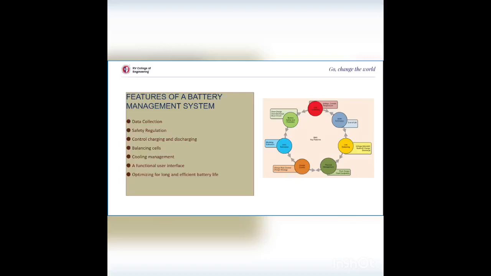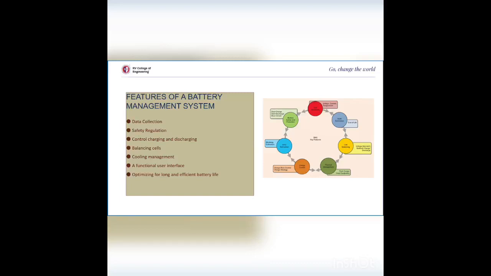Moving onwards, we have the features of a battery management system. There should be data collection. That means there should be information on how the battery is performing, what its temperature is, what power output it is giving, and how quickly it is depleted. And there are many factors such as the state of health, state of life, and state of charge, which need to be monitored using various algorithms.